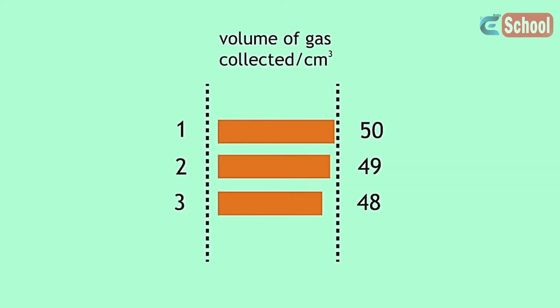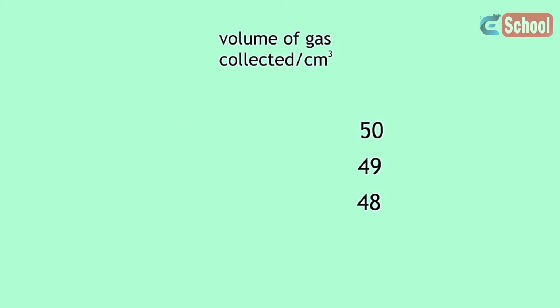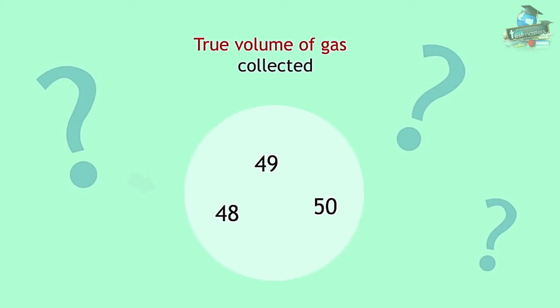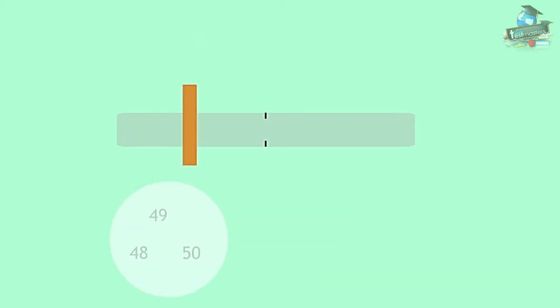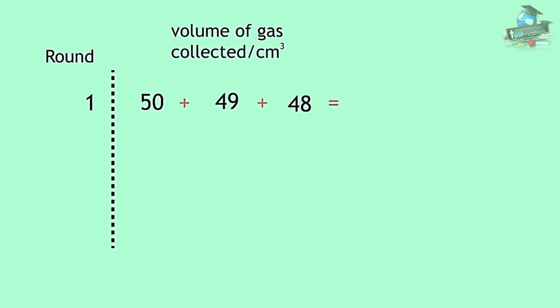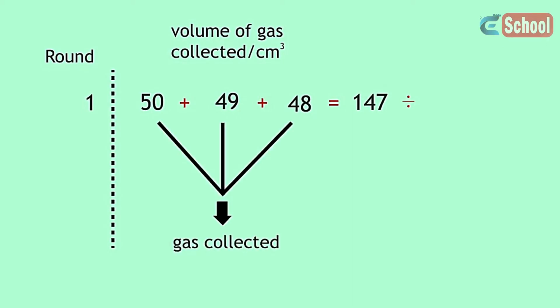In your experiment, however, all of the results are close together, but we're not sure what measurement is the true volume of gas collected. To make this measurement more accurate, you can take an average. How do you do this? Pause and continue when ready. The answer is, you add the measurements and divide the total by the number of times you measured the volume of gas collected, which was 3 times. You have now made this measurement more accurate.